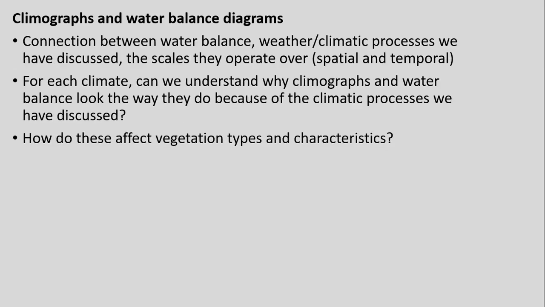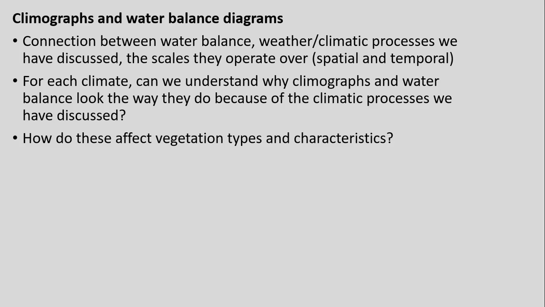So again, this has connection back to these weather and climatic processes we've discussed. Remember the broad scales that it operates over, both spatial, across different sizes of Earth, but also temporal, time. In this case, we're talking climatic scales, the climate normals of 30 years. And so for each climate, the question is, can we understand why the climographs and water balance diagrams look the way they do, because of all of those climatic processes that we've discussed.